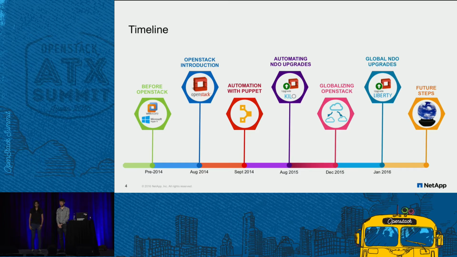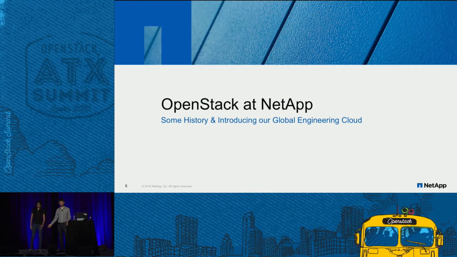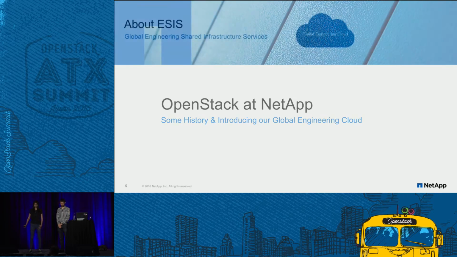We're going to talk about Puppet, a little bit about some of the automation that we initially wrote and deployed in Research Triangle Park, North Carolina, to start our journey with OpenStack. Once we got there, we started doing automation of that through non-disruptive upgrades to the Kilo release. Then we went big with globalizing OpenStack at NetApp. We're a global company and we have labs all over the world. And once we did that, we globally did an upgrade to the Liberty release. After all that, we're going to give you some future steps of where we're taking our cloud next. But first, a little bit of history and a little bit about the organization.